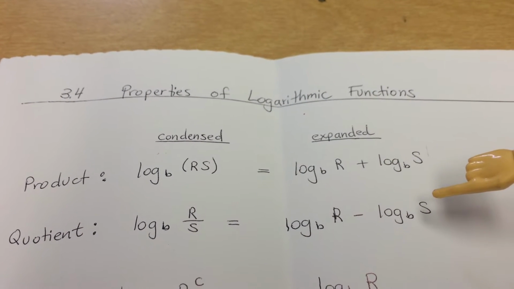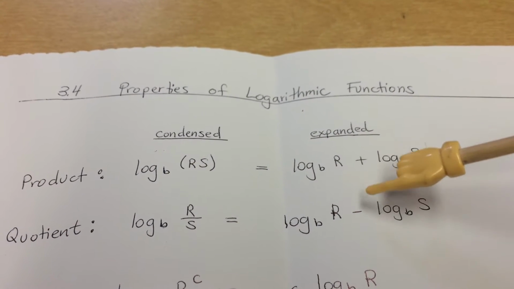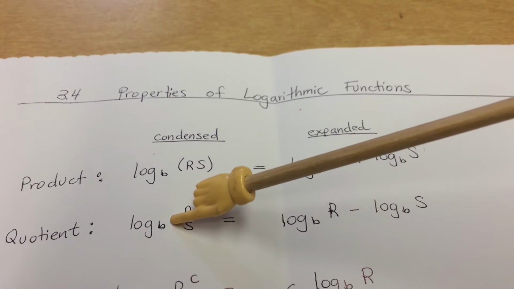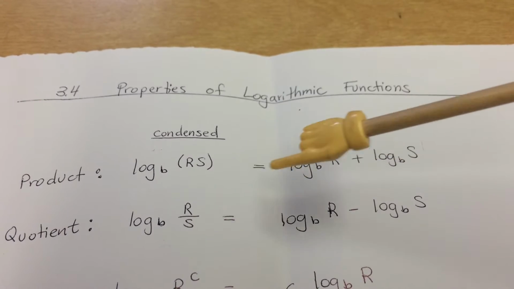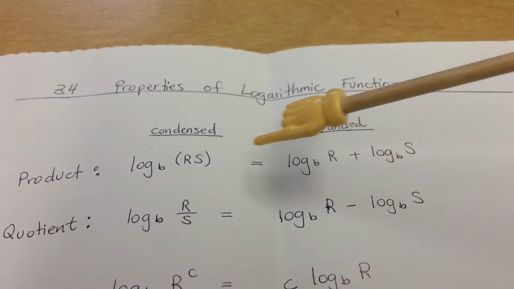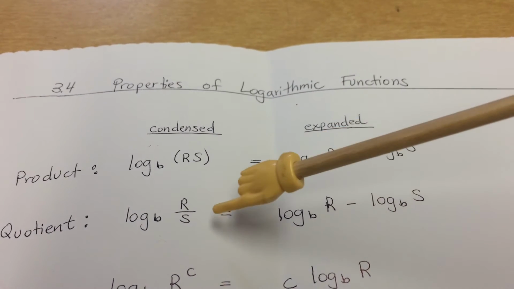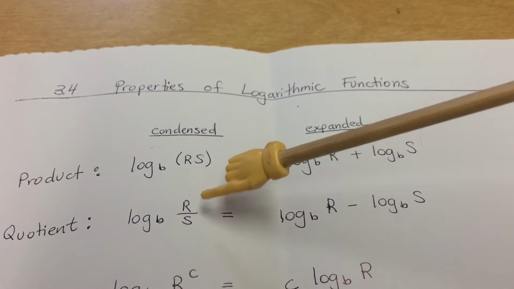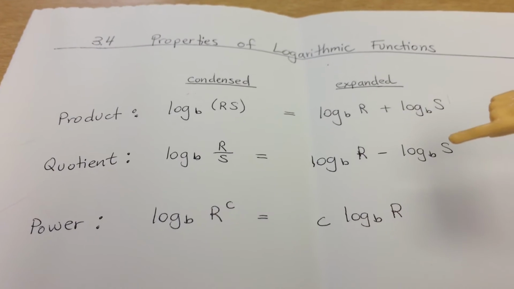Now if I want to go from expanded to condensed, I would do the same thing. I would factor out the log base b, write it once because that's what you did, and then the minus turns into division. So you have to remember these signs. Plus turns into multiplication, minus turns into division. And this one I usually like because the division and the minus are very similar signs, so just remember it that way.